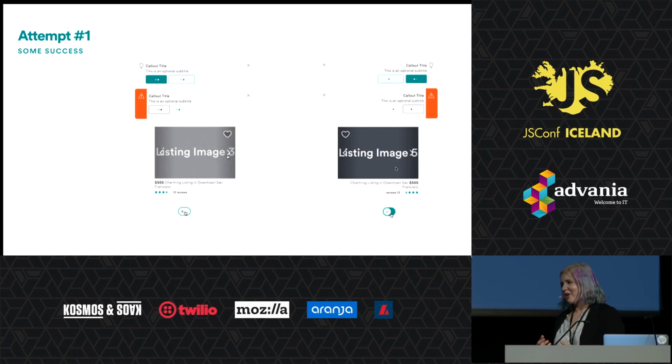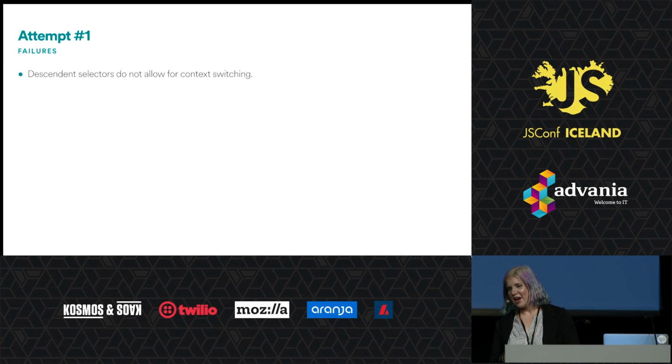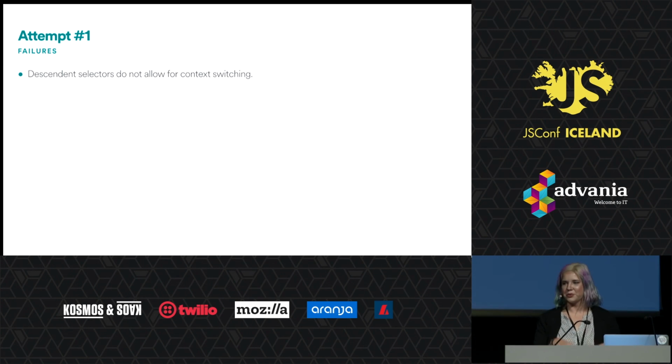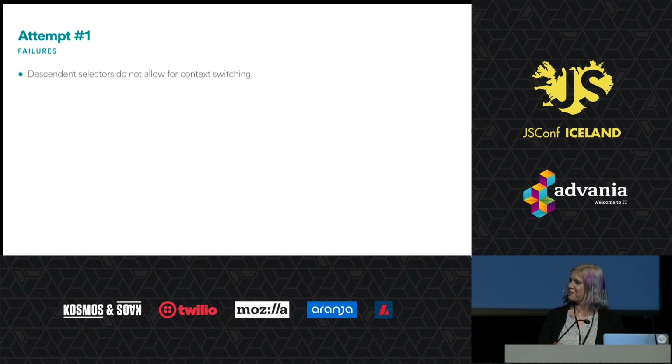But a number of things cropped up that led us back to the drawing board. For one, descendant selectors don't allow for context switching. And as I mentioned earlier in the presentation, we have a lot of user-generated content. So you might be looking at Airbnb.com in Arabic, but there might be a review in English, and we need to be able to align that properly.